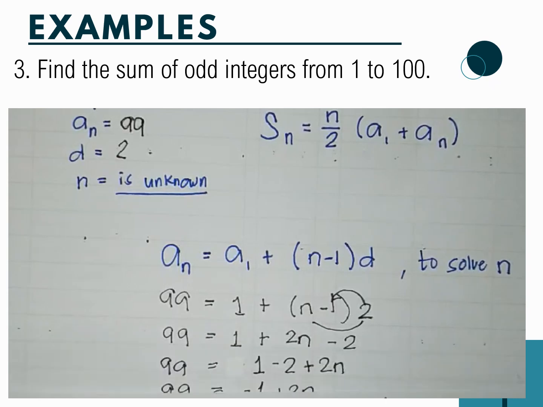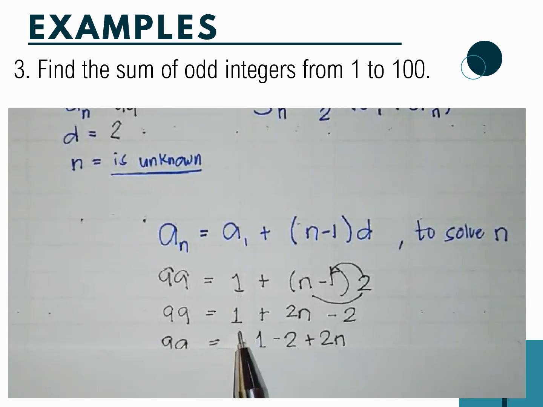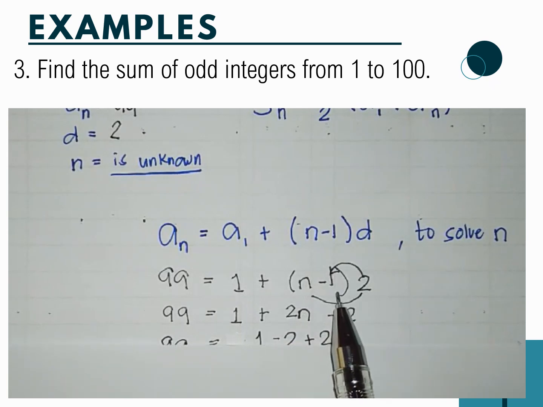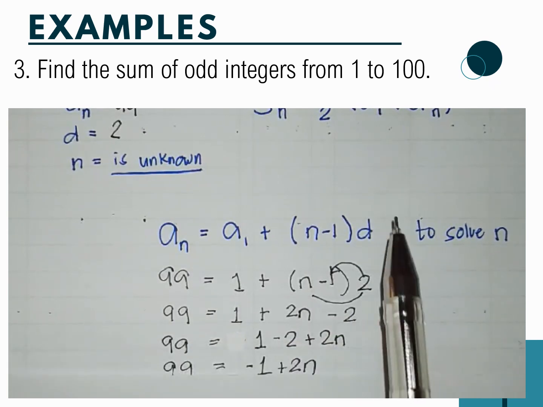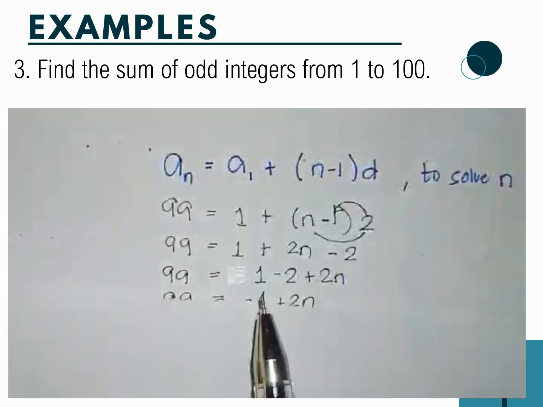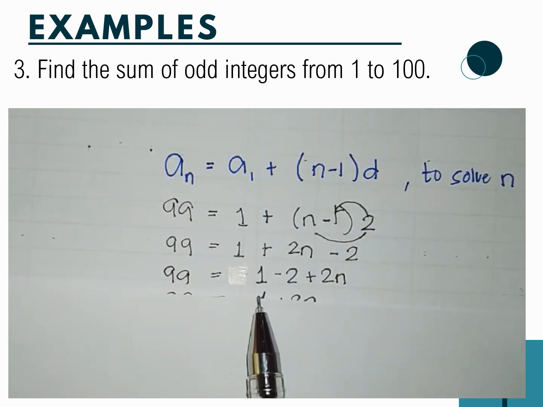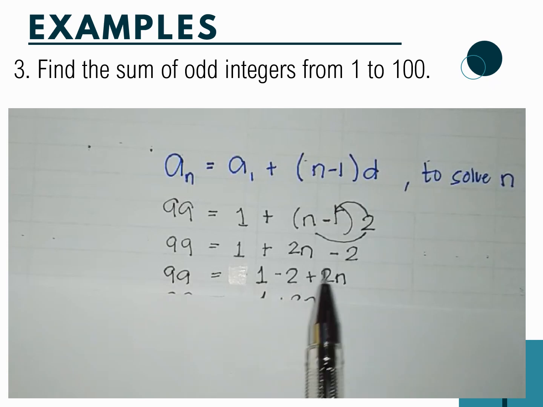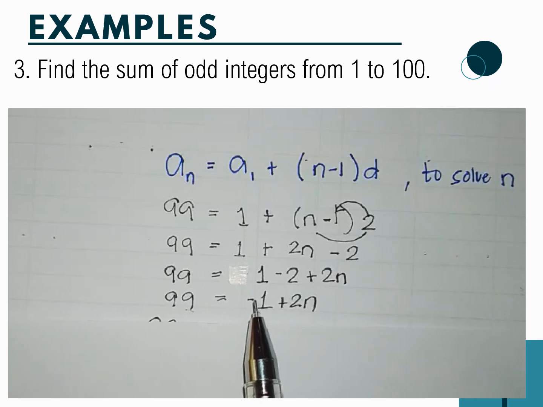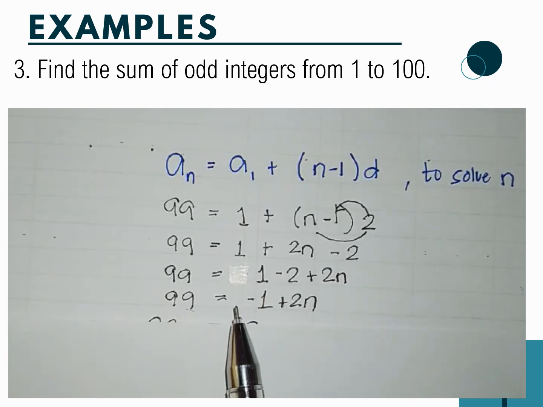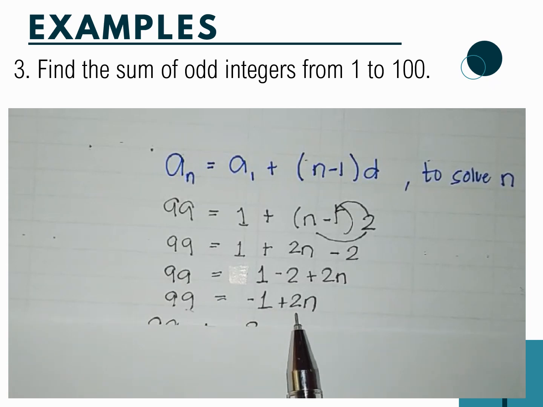Now let's solve. Copy 99, copy 1. 2 times n will give us 2n. 2 times 1 will give us negative 2. Continue. So we will have, again, copy 99. Then we will combine like terms. This will give us 1 minus 2 plus 2n. Continue. 1 minus 2 will give us negative 1. So this will be 99 is equal to negative 1 plus 2n.